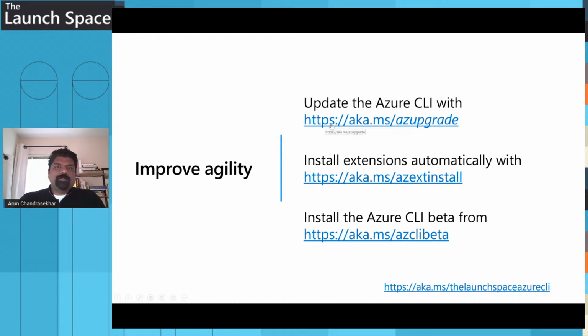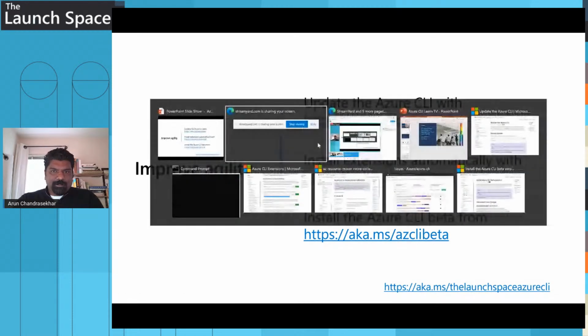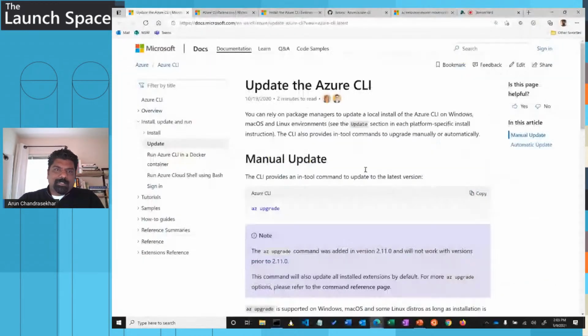The first one is what we call AZ Upgrade. You can get to it with this link, aka.ms/AZUpgrade. Let me just go to the page here that I have. So basically, think of AZ Upgrade as the ability for you to update the local install that you have of Azure CLI, either on Windows or Mac or Linux environments.